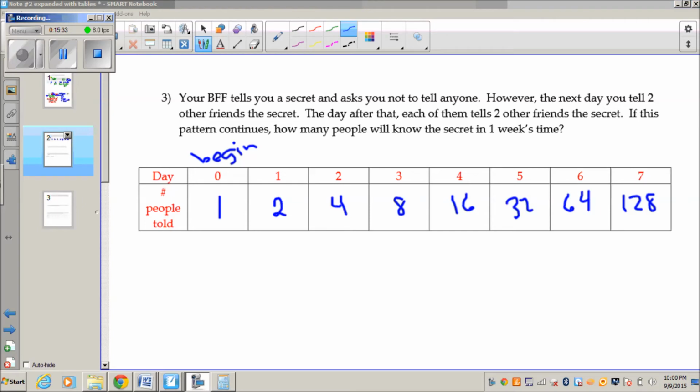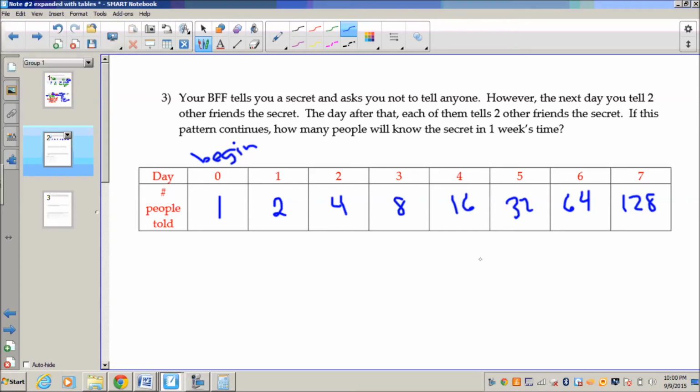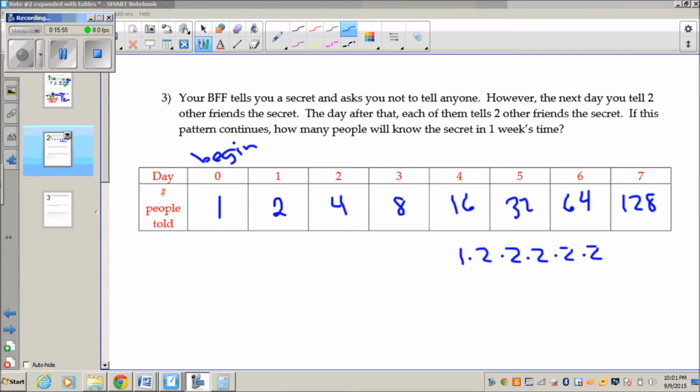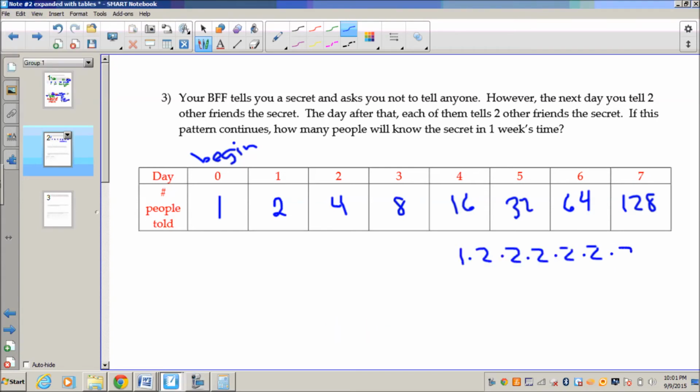So another way to think about what's happening on the 7th day in terms of exponents is that it started with 1 person knowing, times 2 for the first day, times 2 again for the 2nd day, times 2 again for the 3rd day, times 2 again for the 4th day, times 2 again for the 5th day, times 2 for the 6th day, and then times 2 for the 7th day. So you're repeatedly multiplying by 2, 7 times. So this is 1, because you're the first person, times 2 to the 7th power.